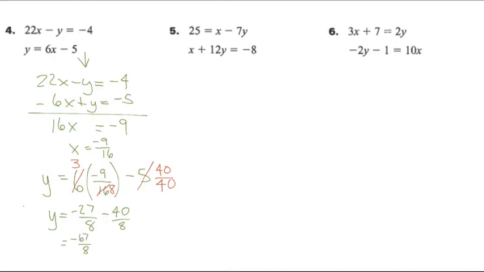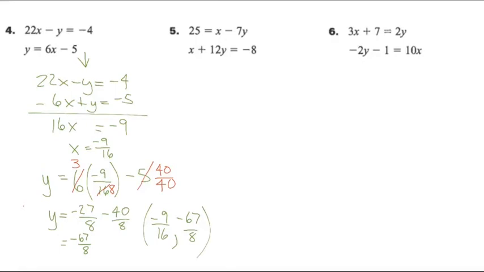My answer, not square brackets, is negative 9 sixteenths, comma, negative 67 eighths. Now, a little messy, but we did solve it.